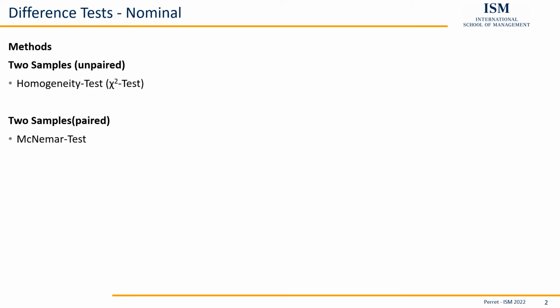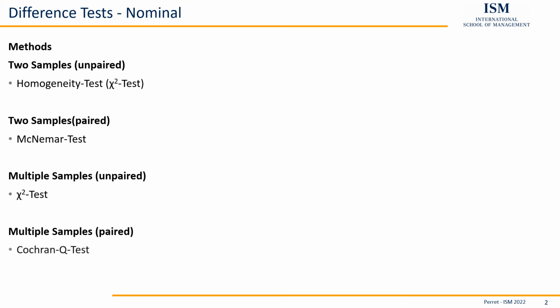If we have more than two samples, then for unpaired data, unpaired samples, we're going to simply expand on the homogeneity test and use the chi-square test in general. If we, however, work with paired data, then we need to switch to Cochran's Q test. That's a bit more sophisticated, also more sophisticated than the McNemar test. And that's only due to the fact that we have actually paired data.